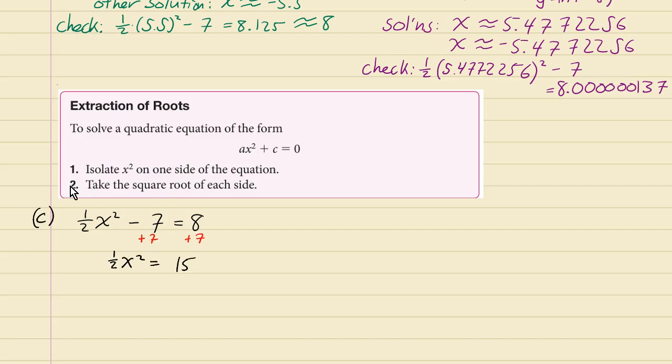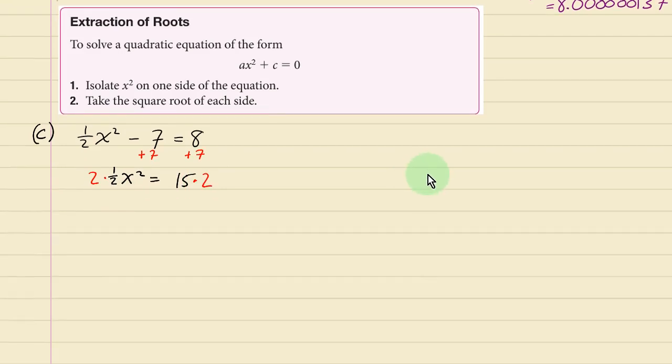I added 7 to both sides. Now, to get rid of the 1/2, I can multiply both sides by 2, because 2 times 1/2 is 1. And so that just gives you x squared equals 30. And I want to point out here that you should note that there are two solutions at this point, because there's two numbers you could square and get 30.